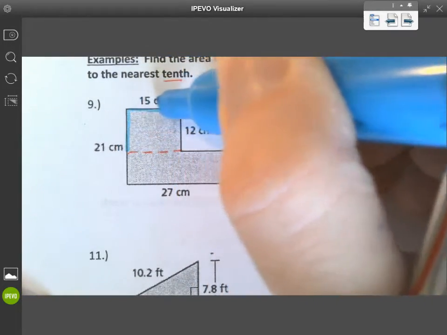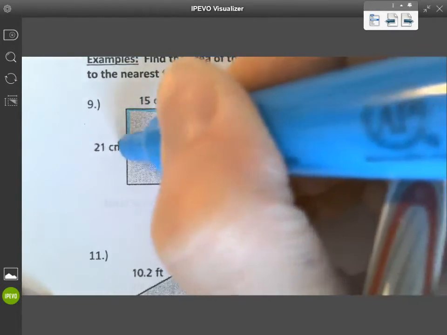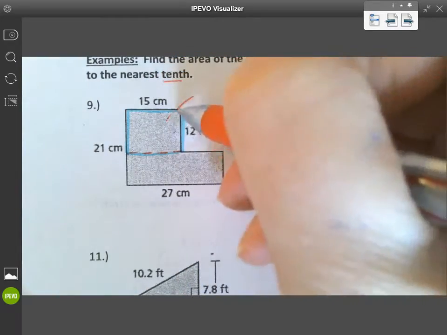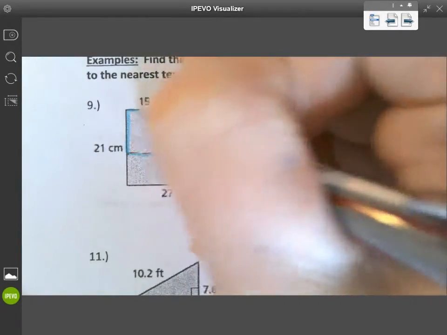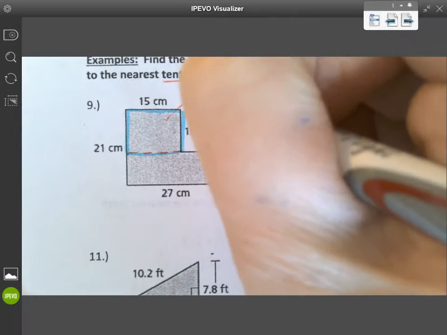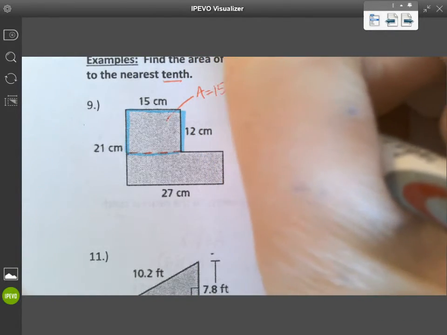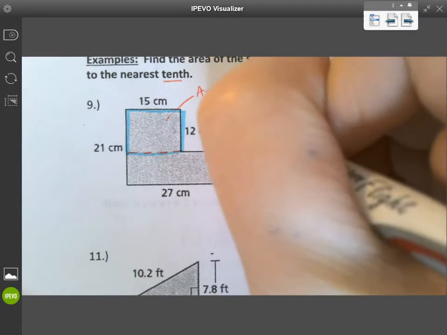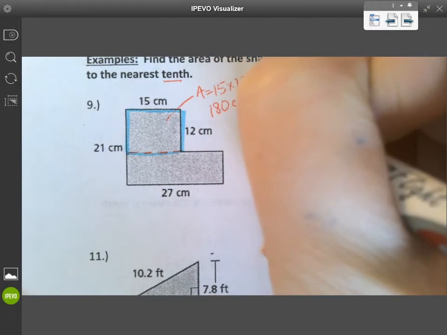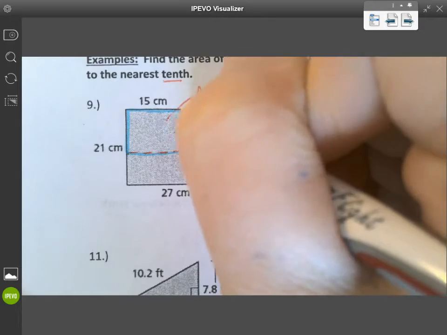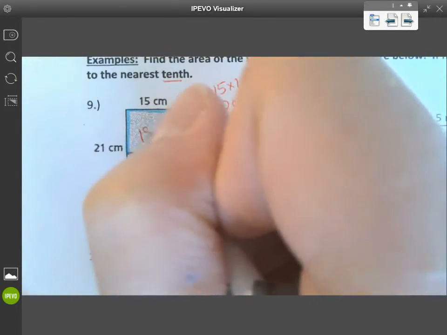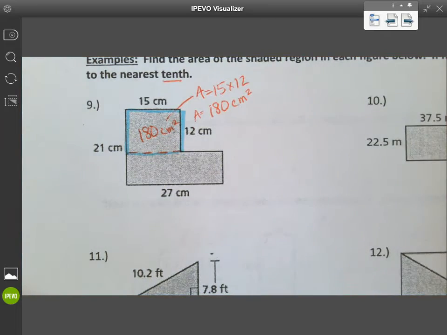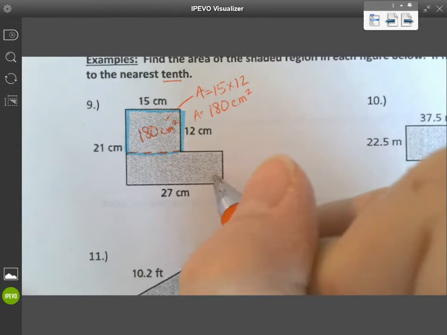Here's my first rectangle in blue. What's the area of this rectangle? Well, this is a height of 12 and a width of 15. So the area is 15 times 12. What's the area of that top rectangle? 180 centimeters squared. Now, for some people, they like to write that in here, and that's fine if you can. It doesn't always work.